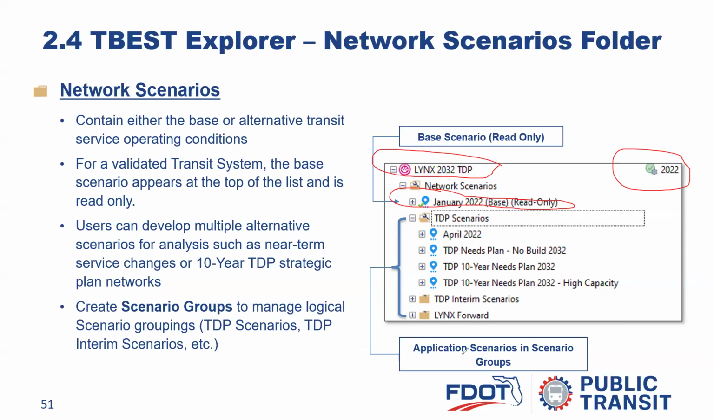And then after that, you have application scenarios in scenario groups. So you can create groups of network scenarios. This is a TDP scenario group. You also have a TDP interim scenarios, links forward. You can have as many groups as you want to better organize your application scenarios. So in case of the TDP scenarios, we have our needs plan, the no build, the needs plan for 2032, and then an alternative or high capacity needs plan as well. So you can create and store as many network scenarios as you wish, and then organize them within this folder. And all of those are managed within this folder structure.